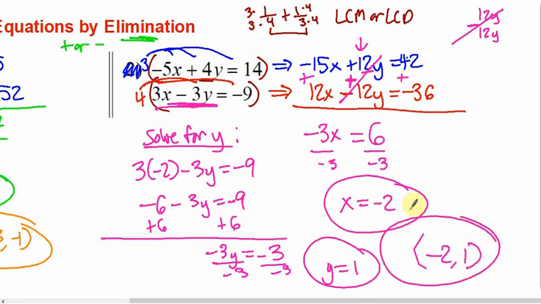So that's how you solve systems by elimination, and that's probably the most commonly used method. It tends to be one of the easier ones once you get some practice with it. So practice this a little bit, and hopefully it makes sense.